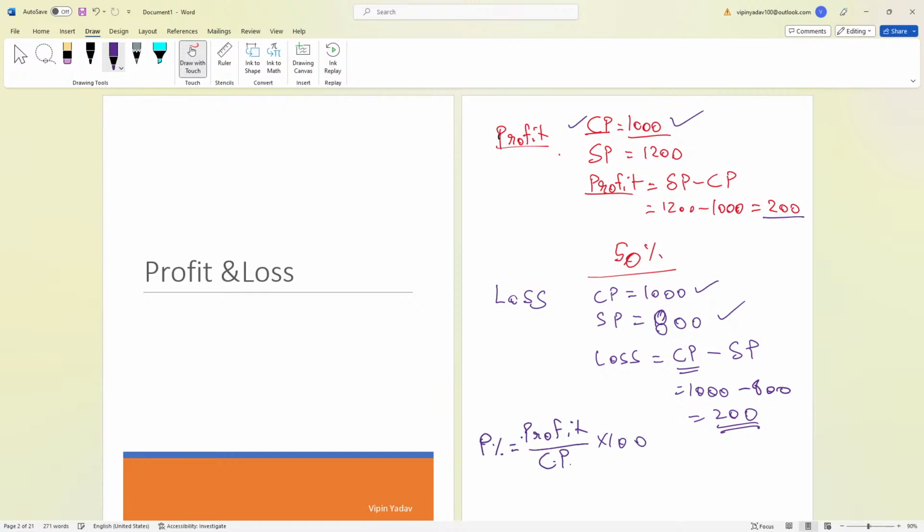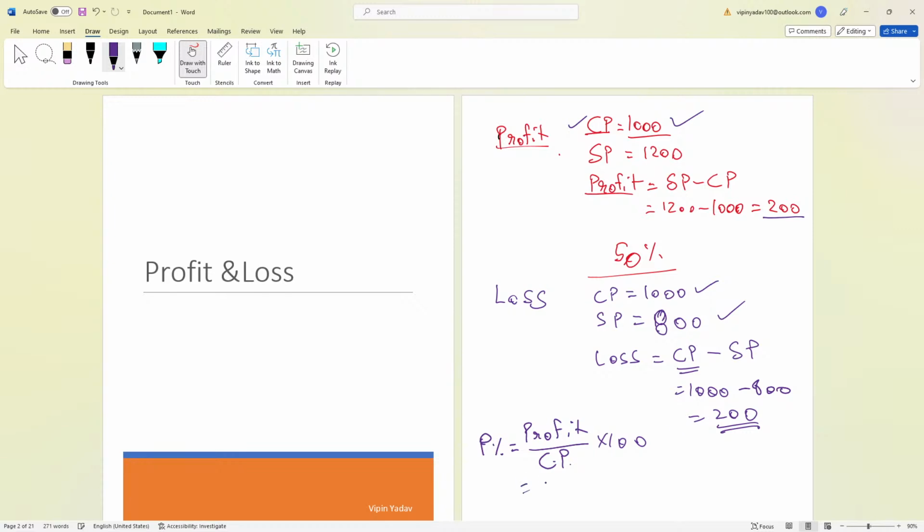Percentage, already discussed the percentage topic. Those who have not gone through, please go through the videos that we have already uploaded. Now let us see over here. Profit percentage is equal to profit upon, we divide some part upon total, that is the cost price. Profit upon cost price into 100.